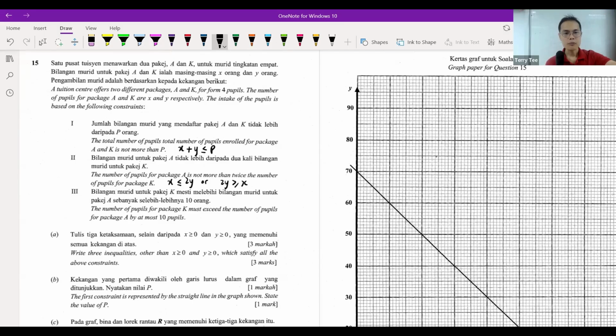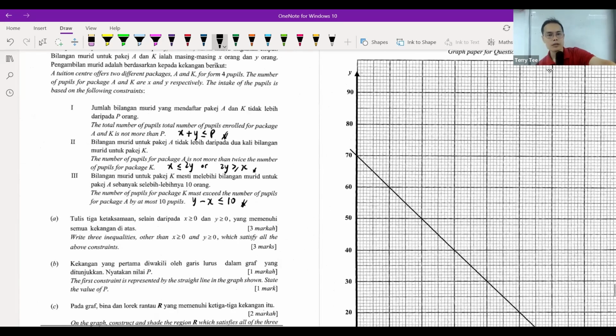Okay, next, the number of people for package K, which is Y, must exceed the number of people for package A, which is X. Exceed means Y is more than X by at most 10. At most means less than or equal to, cannot exceed. It can be equal to 10. There you go. You got the three inequalities.